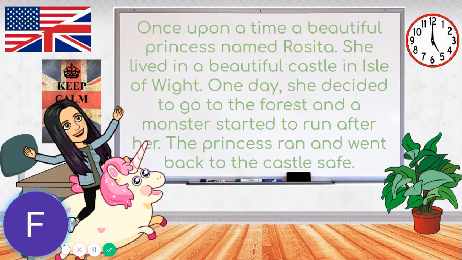Once upon a time, a beautiful princess named Rosita. She lived in a beautiful castle in Isle of Wight. One day she decided to go to the forest and the monster started to run after her. The princess ran and went back to the castle safe.